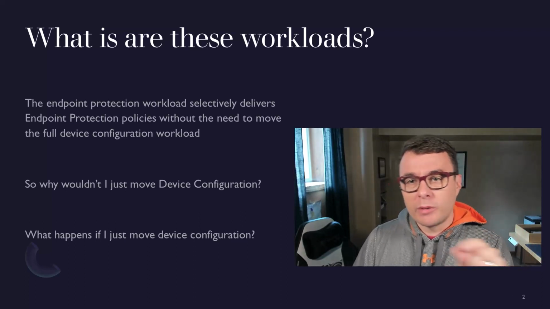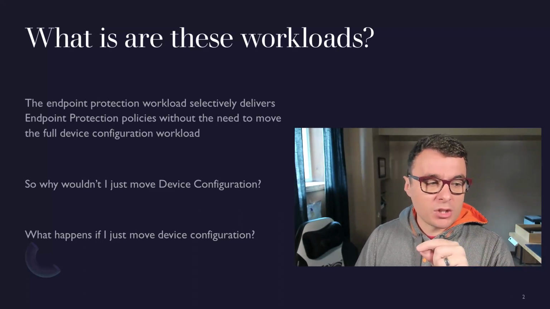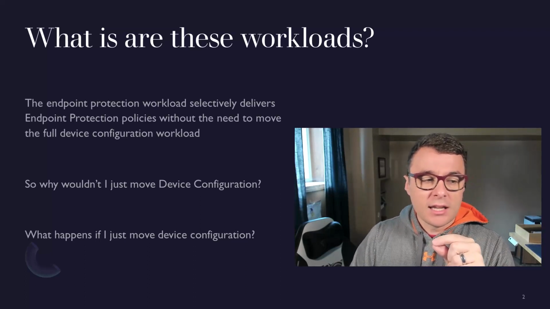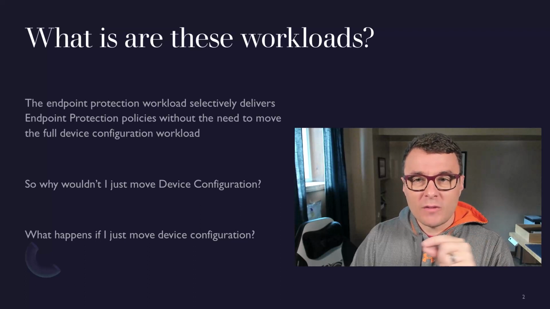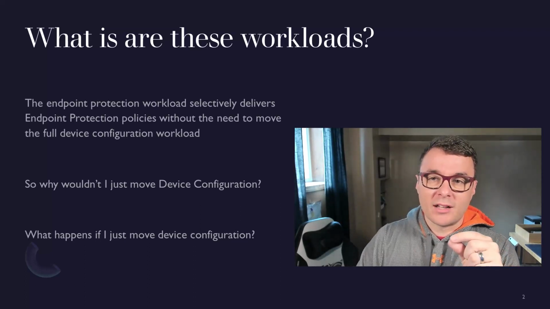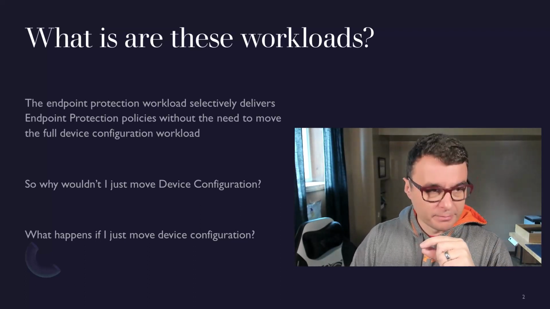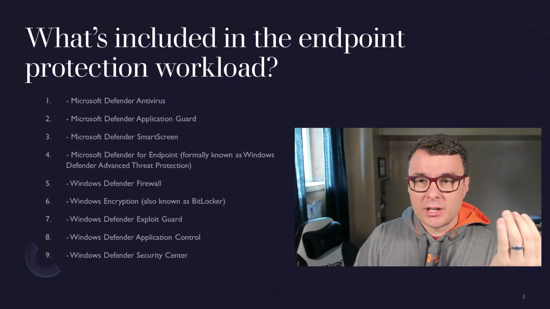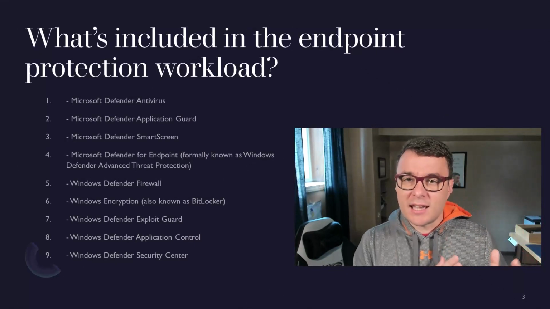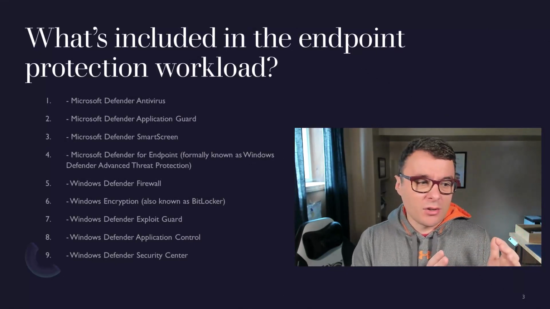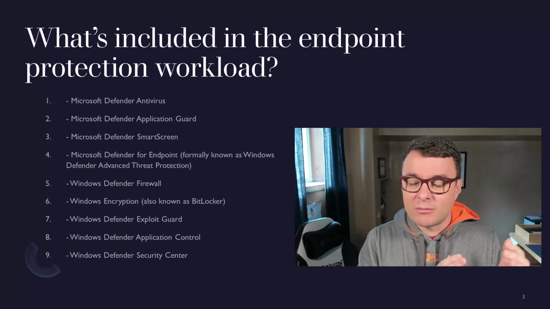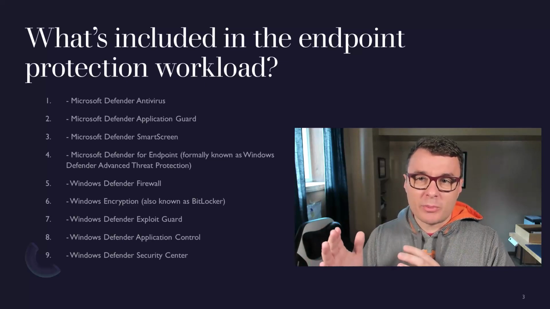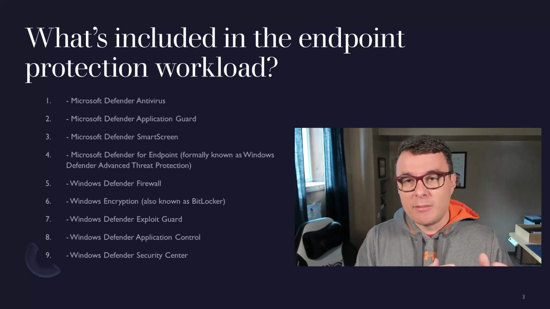So we can move that endpoint protection workload over, and that endpoint protection workload just includes a subset of profiles, right? So if I move that over, I don't get all the device configuration profiles, just the ones that are encompassed in endpoint protection. The things that are encompassed in endpoint protection are here on the screen, but they're pretty self-explanatory. Pretty much anything inside of the endpoint security blade. There are some exceptions. You'll notice device control isn't listed here, right? And baselines aren't listed here. But for the most part, it's anything that's in that endpoint protection profile underneath device config and endpoint security.